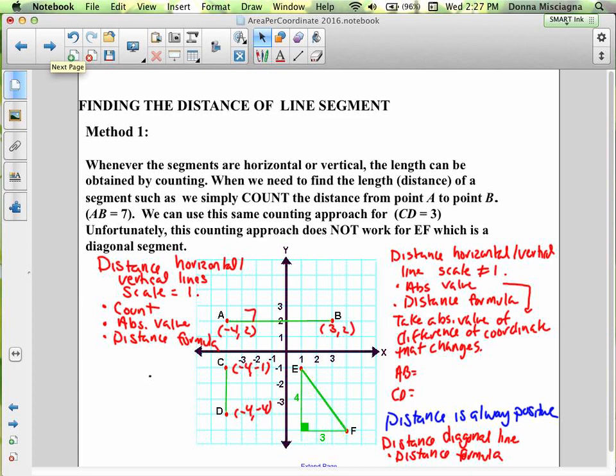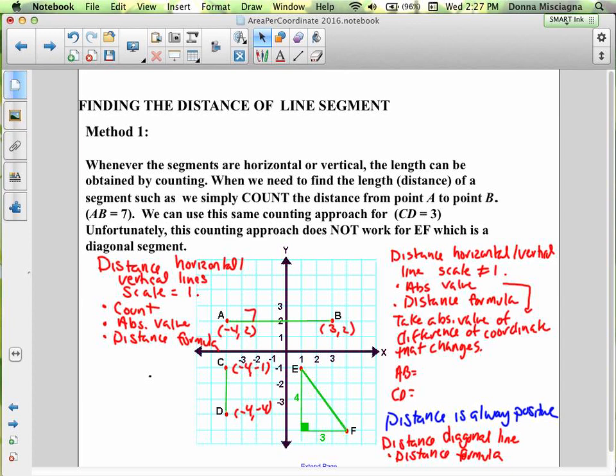You could also use absolute value. And that's what I would do if my scale's not 1. If my scale's 1, I'm okay counting. But if it's not 1, I'm probably going to use absolute value. And when it's not horizontal or vertical, we're going to use a third method, and that's the distance formula. And we're going to talk about that on the next slide.